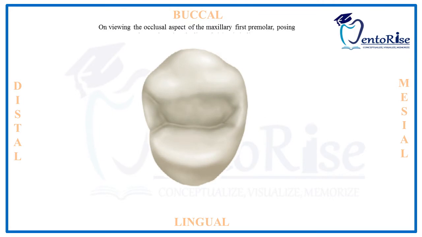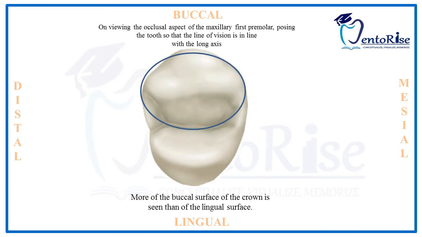Also, on viewing the occlusal aspect of maxillary first premolar, posing the tooth so that the line of vision is in line with the long axis of the tooth, we observe that more of the buccal surface of the crown is seen than that of the lingual surface. Please observe the figure very carefully.